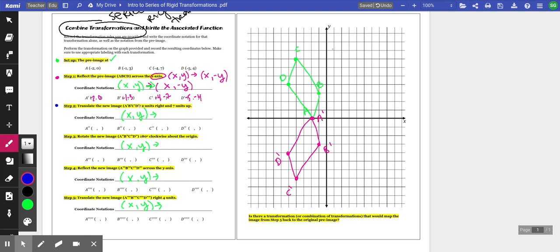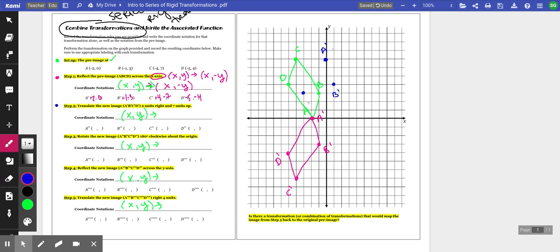So this one tells me I'm going to go 2 units right and 7 up. So 2 right, 1, 2, 3, 4, 5, 6, 7. Labeled as you go. This is A prime. 2 right and 7 up. 1, 2, 3, 4, 5, 6, 7.